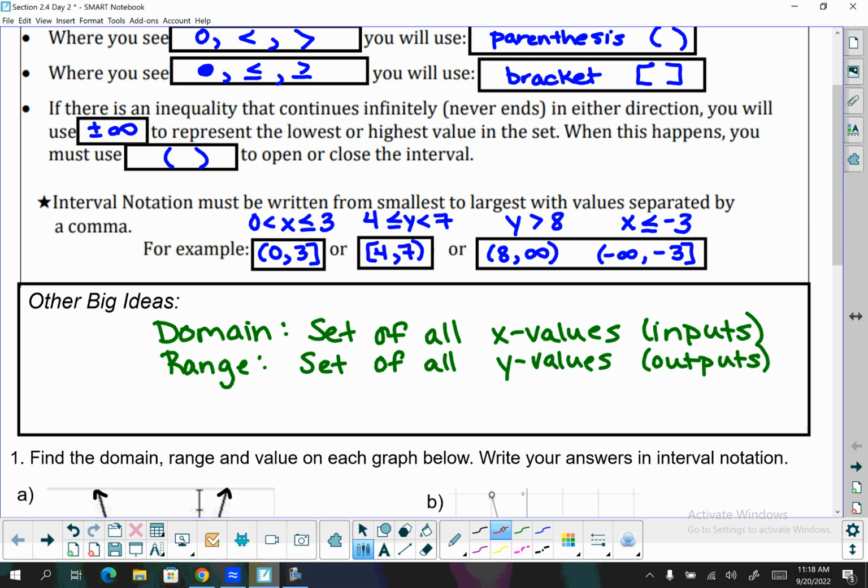Okay. If we are looking on a graph for my domain, my set of all my x's, think about your x-axis. X values go from left to right. So to calculate the domain of a graph, you're going to look from left to right. The smallest number is going to be where your domain starts. The biggest number is going to be where your domain ends. And then range is the set of all your y values. So on a graph, you're going to look low to high. The smallest value is where your range begins, and the highest value is where your range ends.